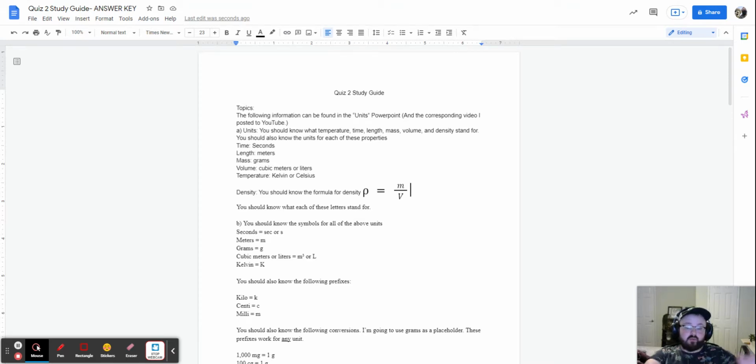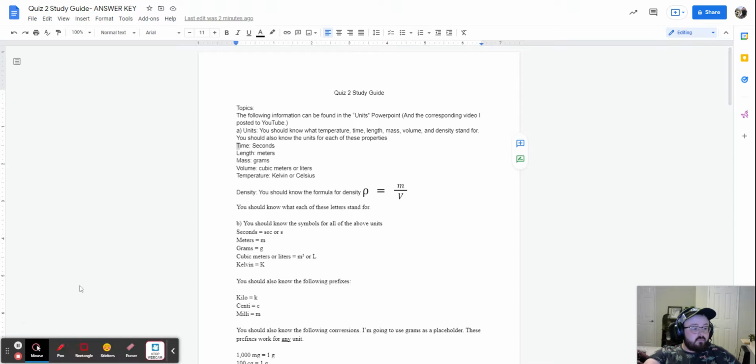We're talking about the different properties here, right? So V stands for volume. When we're talking about volume, we know we're talking about the properties. We're talking about these things, right? We're not talking about the different units. We're not talking about meters. We're talking about mass in this example.